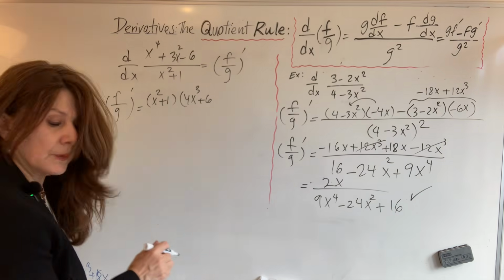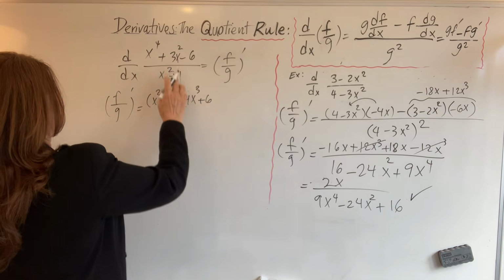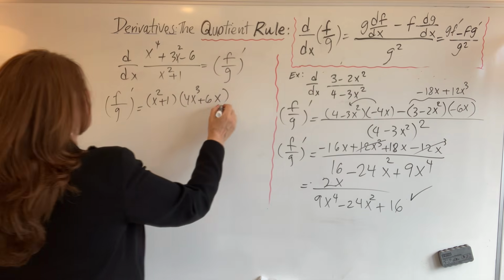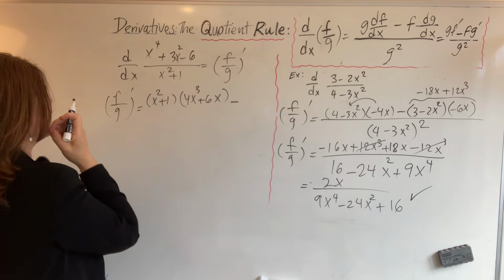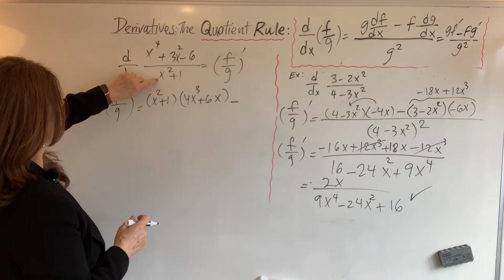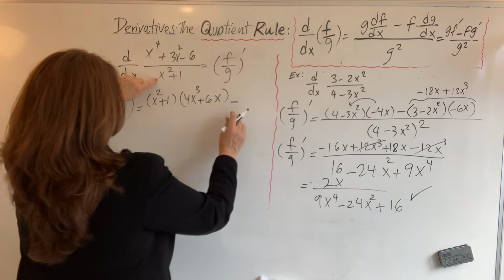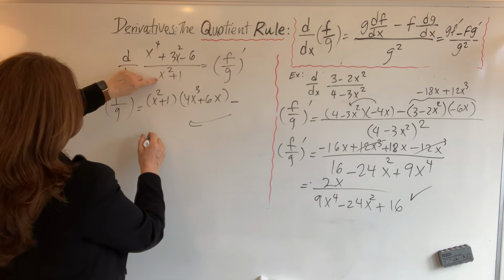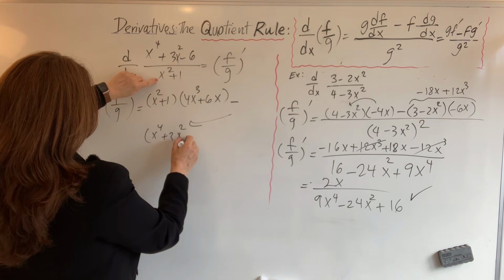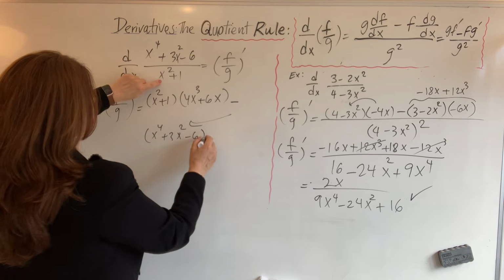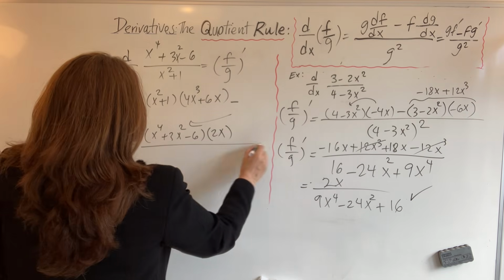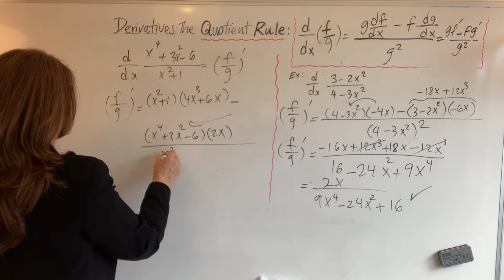Yes, good. Okay, this is 6x. This disappears. Okay, minus. Okay, minus what? Minus this one times the derivative of this. I can continue here: x to the 4th plus 3x to the 2nd minus 6. The derivative of this is 2x, right? Okay. And everything is over x to the 2nd.